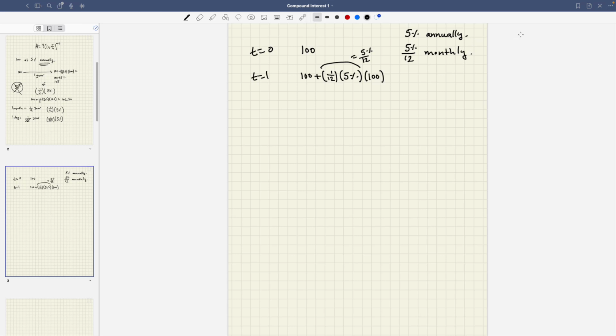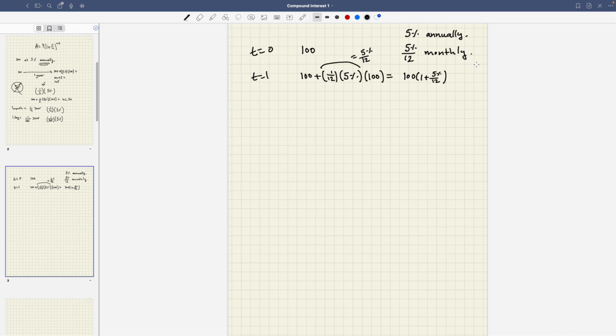So anyways, let's finish this example right here. We factor out the 100s because they appear on both sides of the plus sign. It becomes 1 plus 5% divided by 12. And that is after the first month.